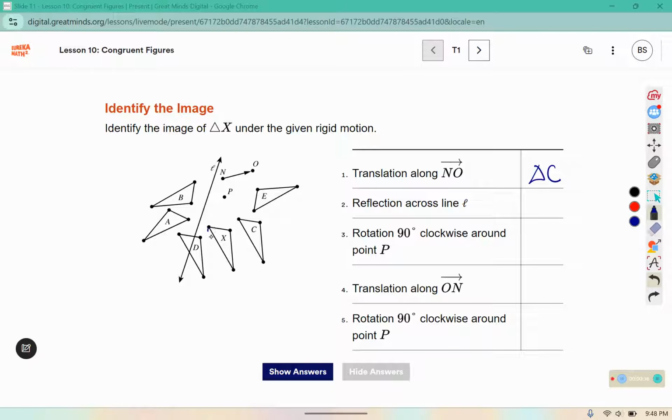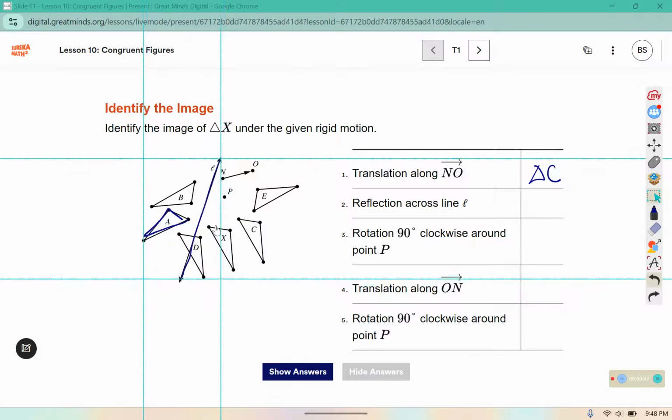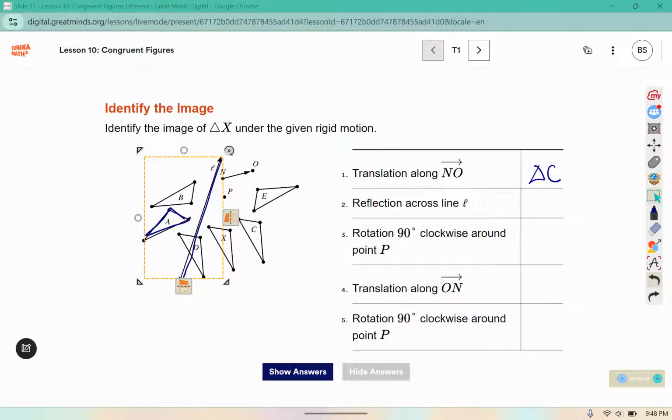If we were to take figure X and reflect it across line L, remember you can flip that tracing paper over and you are lining it up on the line, and we've ended up at figure A. So again, we are going to write down, after the reflection, you ended up at figure A.